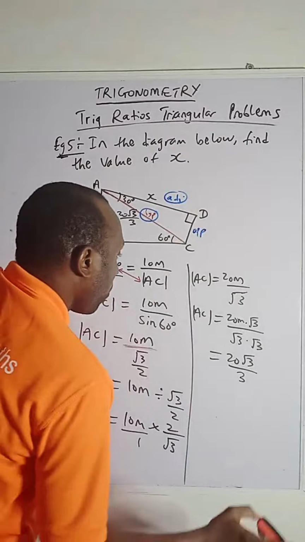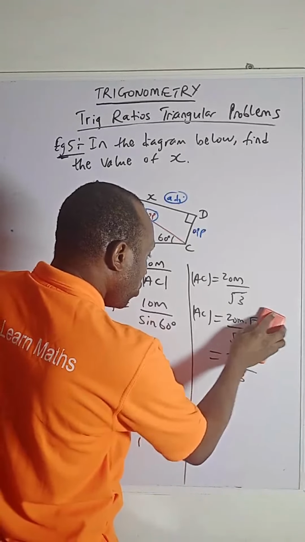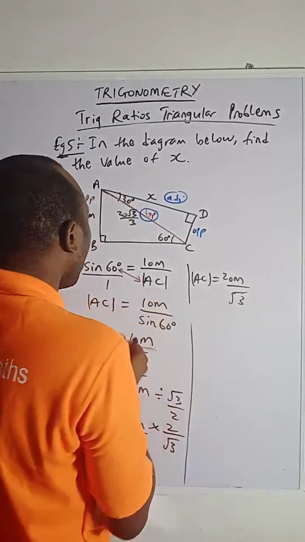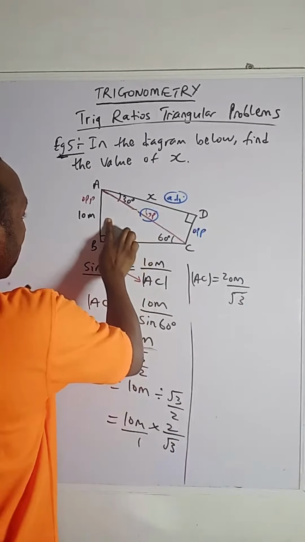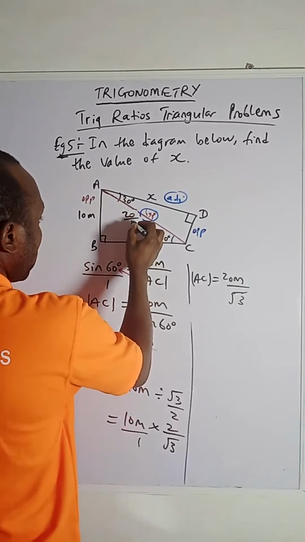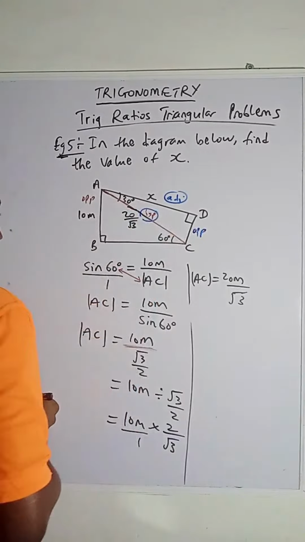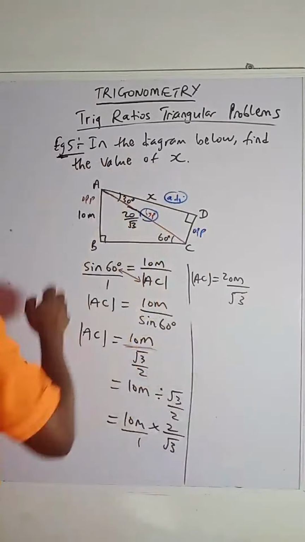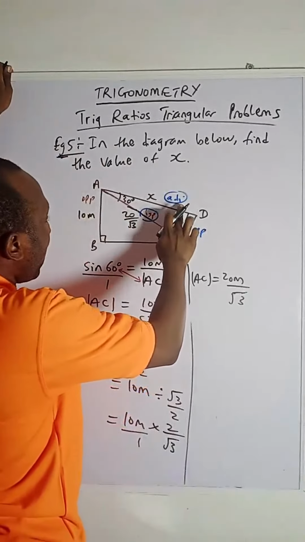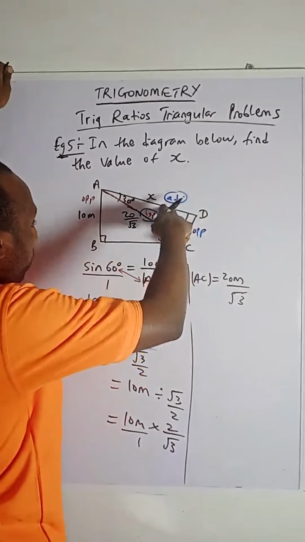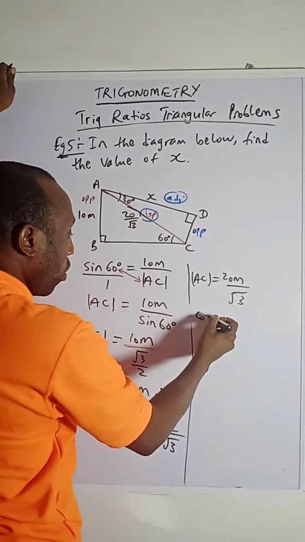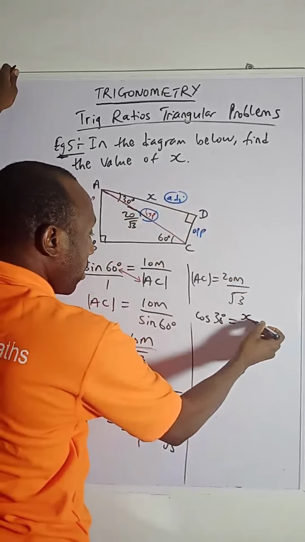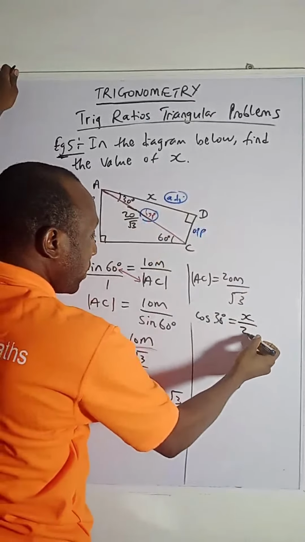Anyway, like what somebody said, we might not necessarily do this yet. I thought AC was going to be the final. My mind just went off. So we can leave it like this to avoid unnecessary work. I thought this was going to be the final result. But then again, we're trying to get X. So adjacent over what? Hypotenuse. That's cos. So cos 30 degrees is equal to adjacent, that's X, over hypotenuse, which is 20 over root 3.